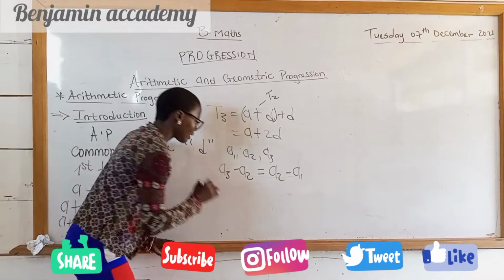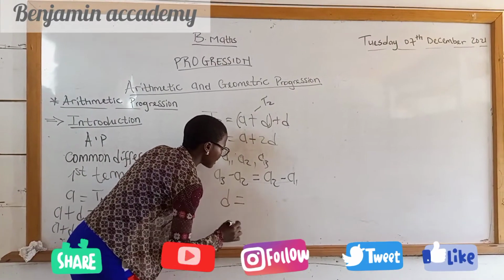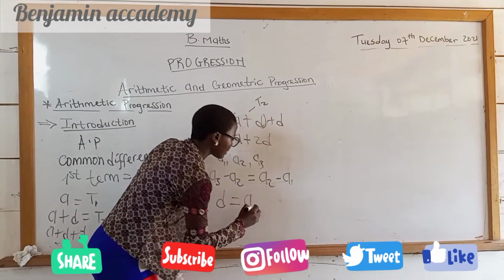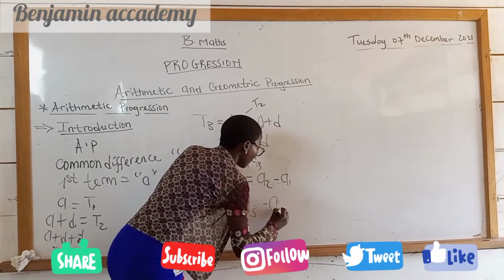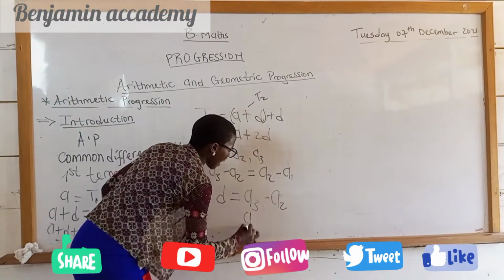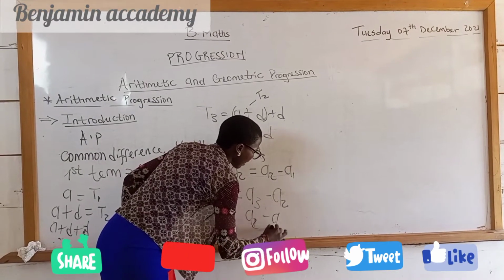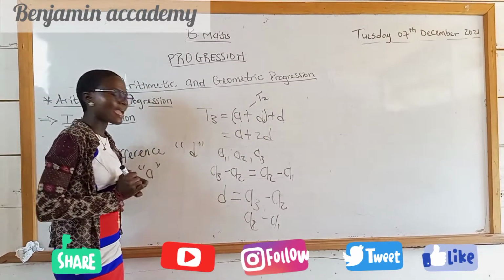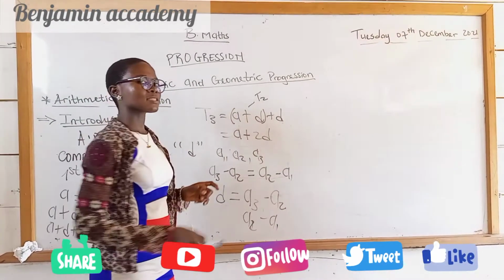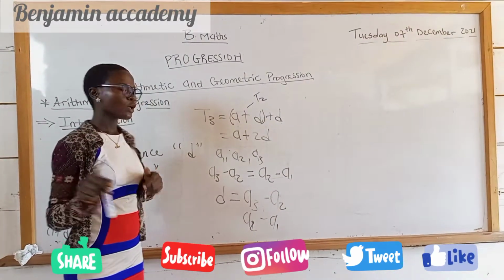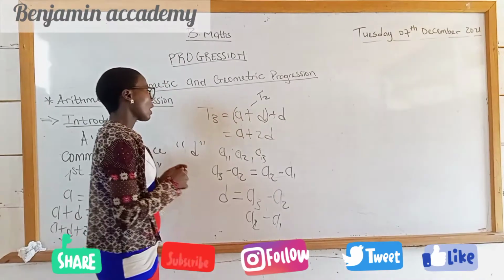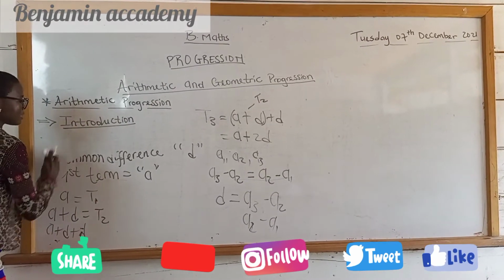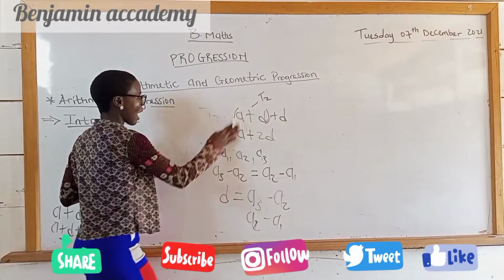So for us to obtain our D, we take either the succeeding term, A3, minus the previous term, A2, or A2 minus A1. So what you can easily jot down is that to obtain your common difference, you take the succeeding term minus the previous term. Then what we shall do next is the arithmetic mean. How do we obtain our arithmetic mean?